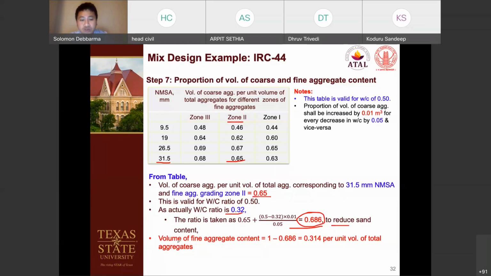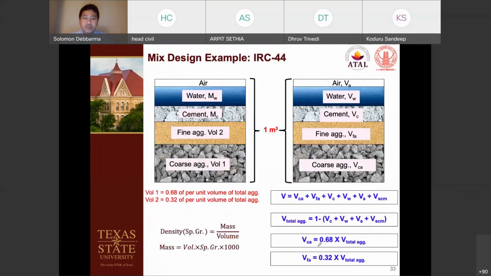Since we know the volume of the coarse aggregate with respect to fine aggregates, we can simply calculate the volume of fine aggregate content, which is 1 minus 0.686, giving us 0.314 per unit total volume of aggregates. So the coarse aggregate will have 0.686 and the fine aggregate volume should be 0.314, right? This is with respect to the total volume of aggregates only, not considering the total volume of the concrete, so let us not consider air, water, cement.